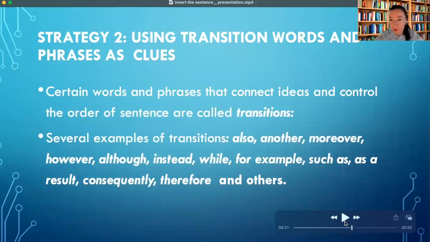Okay? Next strategy that I want you to be able to use effectively after watching this video is using transition words and phrases as clues. First, we need to identify what are these transition words and phrases. You probably noticed that there are certain words in English that connect ideas in the sentence or in the paragraph. Those words are something like also, another, for example, consequently, however, and other examples.